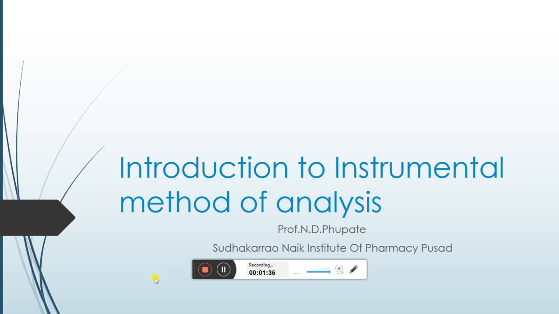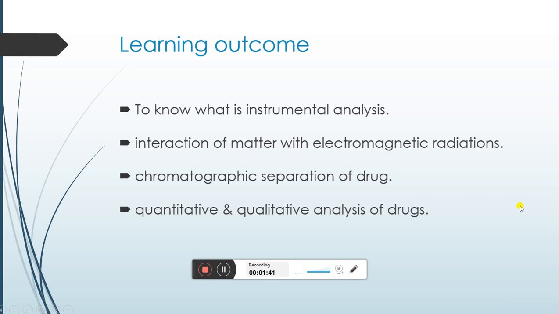In this there are certain objectives. So, the learning objectives or outcomes: we have to know what instrumental analysis is, and the interaction of matter with electromagnetic radiation, how it interacts with matter. There is a non-ionizing classification and an ionizing classification. We have to study everything, out of which the non-ionizing part is in your instrumental analysis syllabus.